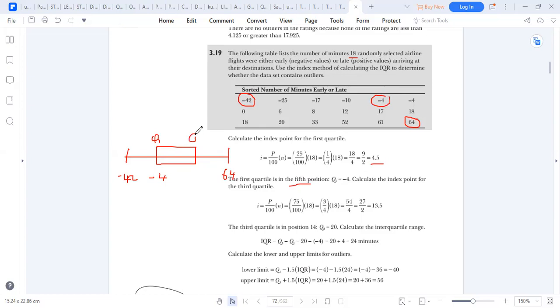Then quarter number 3 is 3/4 of n, and 3/4 of n is giving you, what is 3/4? Is going to give you times 3. This times 3 is what? 13.5. The nearest is 14. 14th position, 1, 2, 3, 4, 5, 6, 7, 8, 9, 10, 11, 12, 13, 14. So 20 is our what? Or Q3.